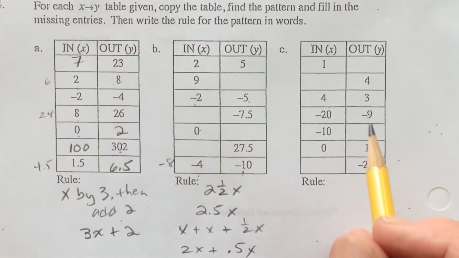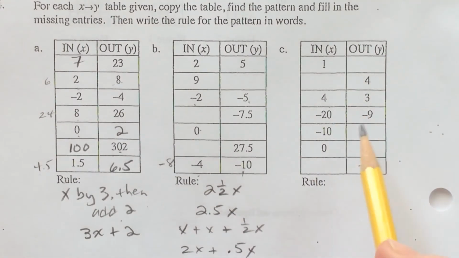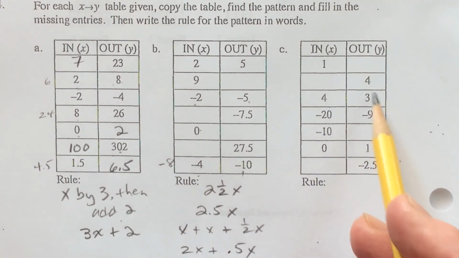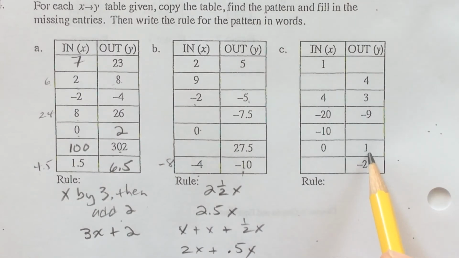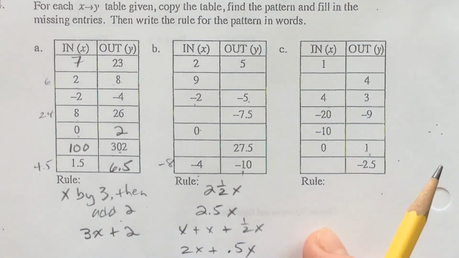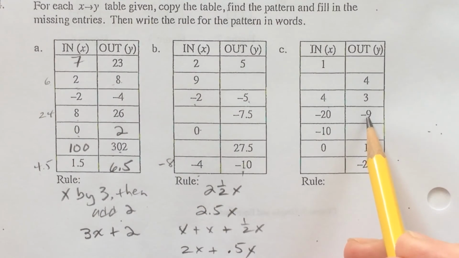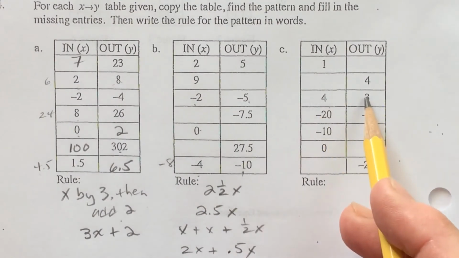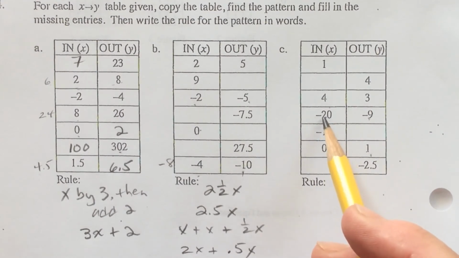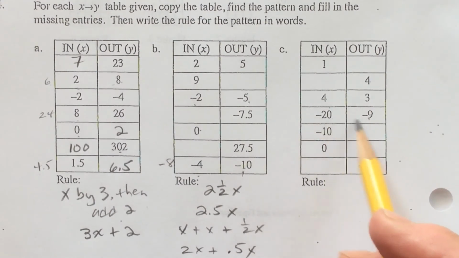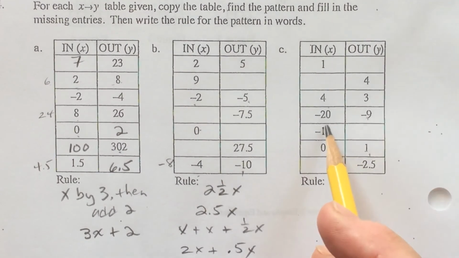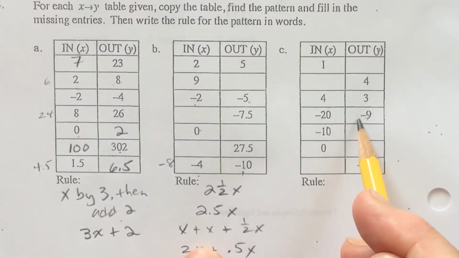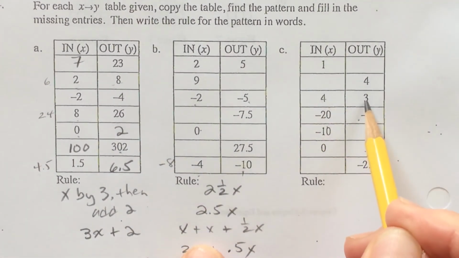The last one, this one gets smaller, this one gets bigger. This gets smaller. Half of 4 is 2. Half of -20 is -10. That's pretty close. So -10 plus 1. Half of that plus 1.